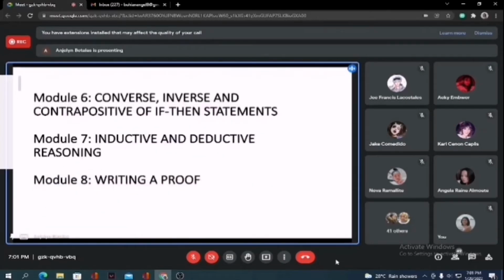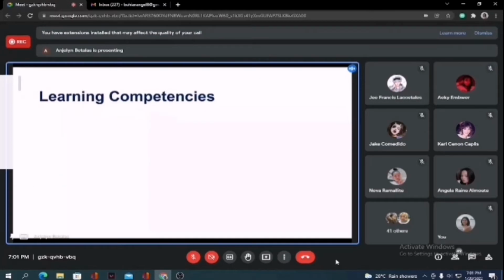So this involves Module 6, Converse, Inverse, and Contrapositive of if-then statements. Module 7, Inductive and Deductive Reasoning. Module 8, Writing a Proof. So these are the learning competencies.